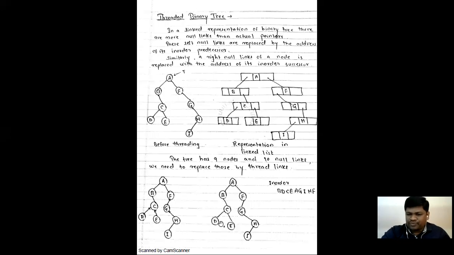Now after that, the right pointer. Who is the successor of this D? C. C is the successor of D, right? Now whose address will we store here instead of the null link? The address of C, right? So in the threaded binary tree, we are storing the addresses of the predecessor and successor instead of the left null and right null. So we are replacing null values with the addresses of the predecessor and successor nodes.